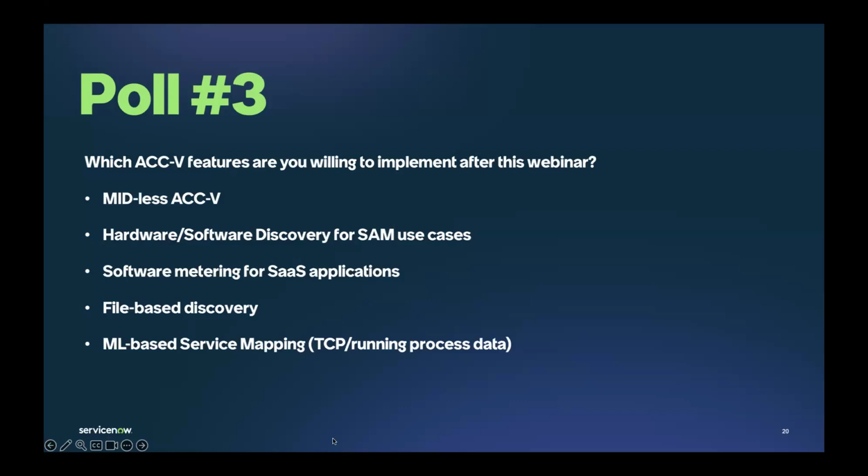And from a visibility perspective, we do have out-of-the-box patterns that you can execute via agentless discovery to discover those Unix variants. I believe we have patterns for AIX, HPUX, Solaris.